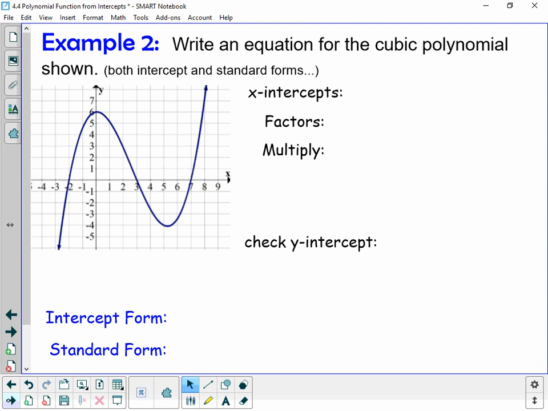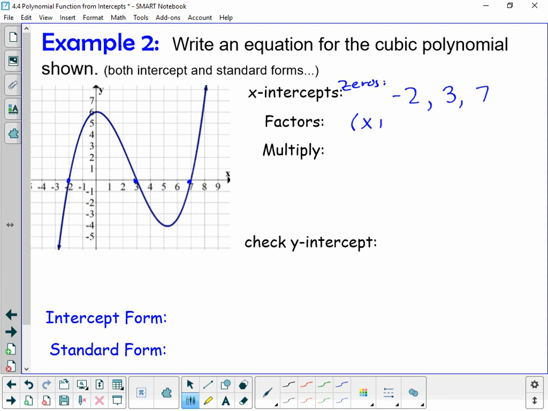So we look at this function and we see that it has x-intercepts, or zeros, at negative 2, 3, and 7. Well, each of those zeros corresponds with one of the factors of the polynomial. Negative 2 corresponds to the factor x plus 2. 3 corresponds to the factor x minus 3. 7 corresponds to the factor x minus 7. This would be the factors of the polynomial.